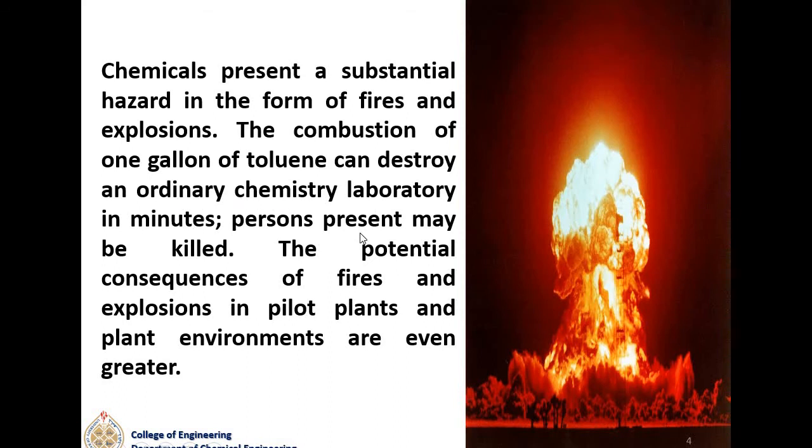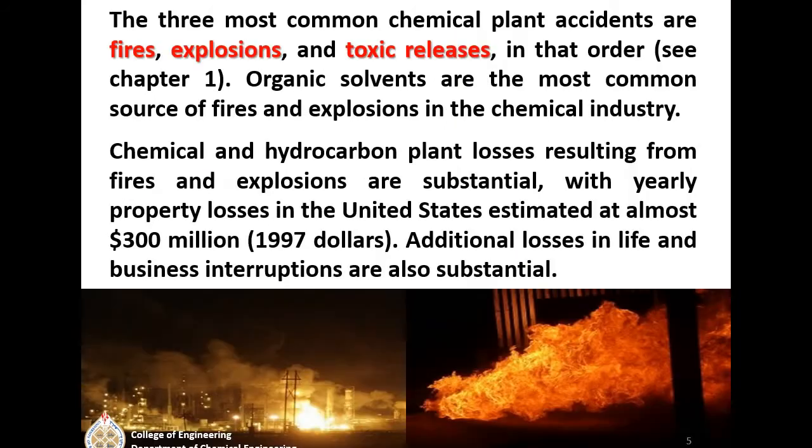in minutes. Persons present in that place may be killed, and the potential consequences of fires and explosions in pilot plants and plants are even greater. So I'm talking about just 1 gallon of toluene. This is how dangerous things can be. And the three main common chemical plant accidents that you would go through, hopefully you don't go through any, are fires, explosions, and toxic releases.